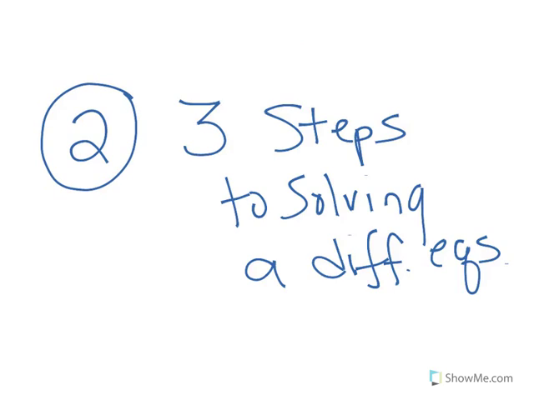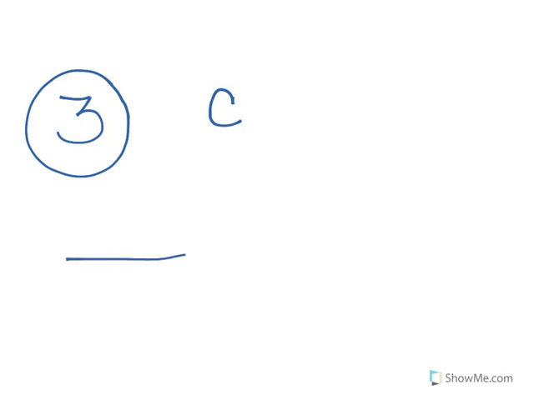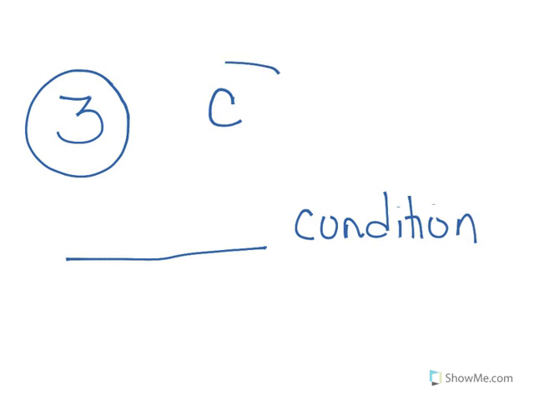And the last thing, question number 3. You pretty much know what your C is going to be by looking at the initial condition. You can look back in the problem and see.